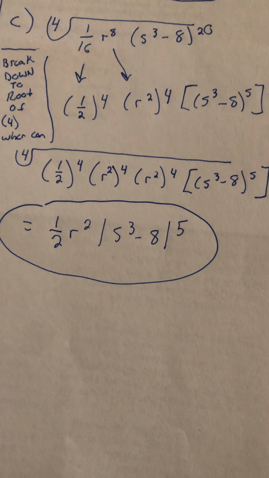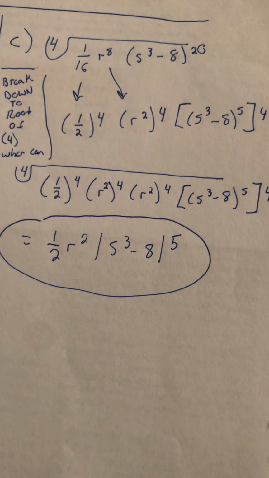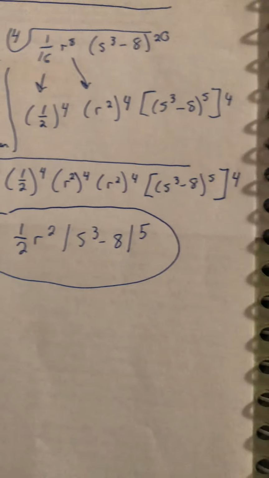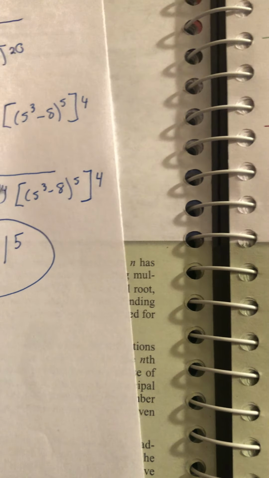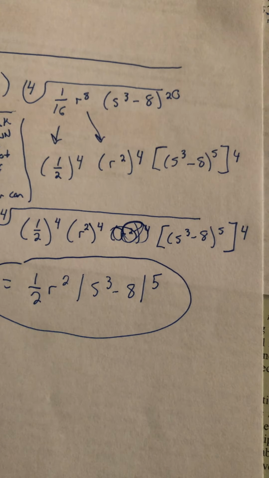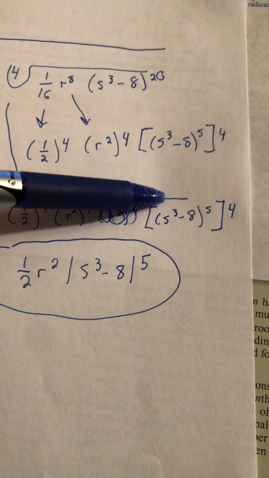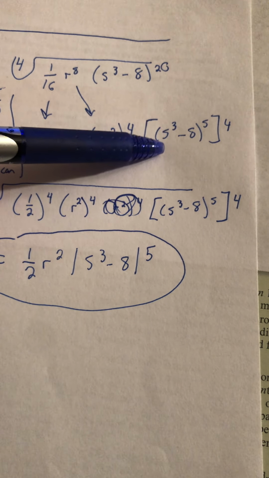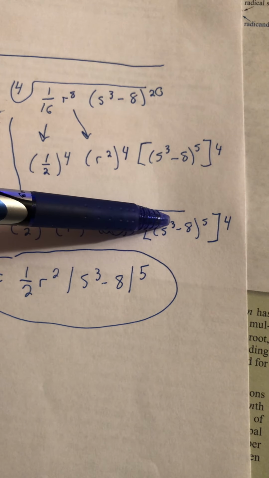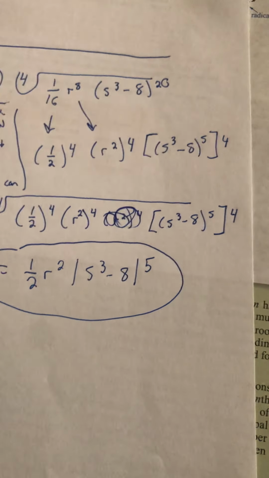Sorry, I think I wrote that down twice. Did I write that down twice? I did, sorry. It should only be one time. Let me mark that out. So r squared to the 4th, s cubed minus 8 to the 4th. I don't know why I said 5, because it's definitely s.